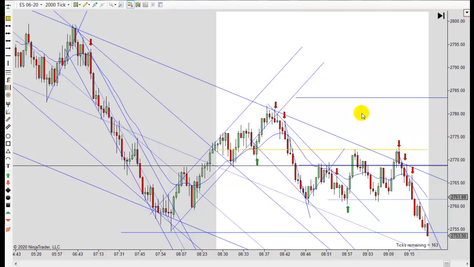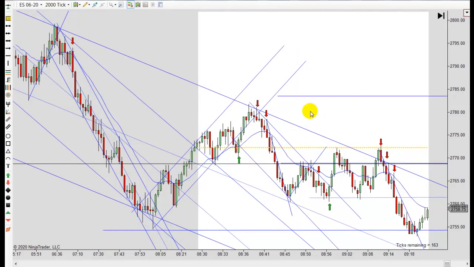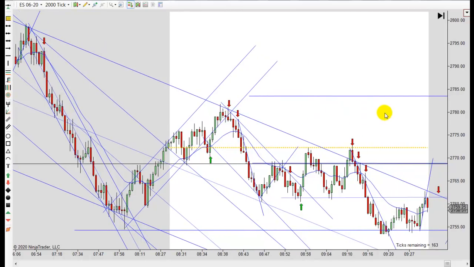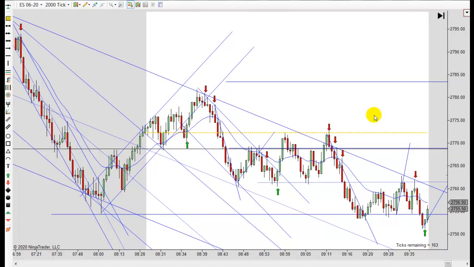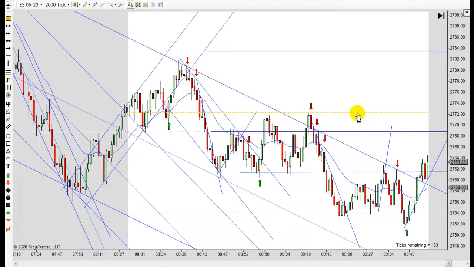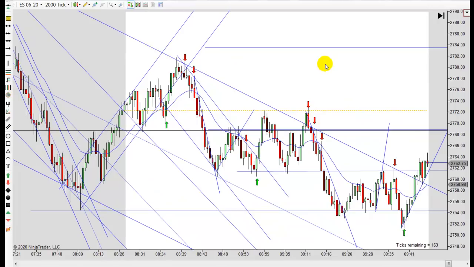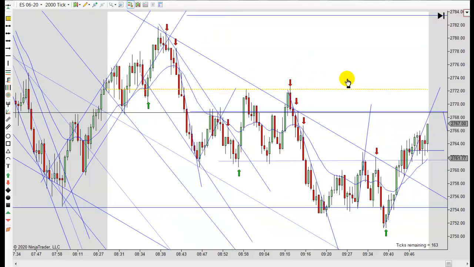So easy. If you just know how to find the line and you know how to be patient and wait on the setup, it really is easy. I say that, but it's the hardest thing in the world to learn, I don't know why, but it is. I'm showing you how easy it is, but people will make it a lot harder than it is.